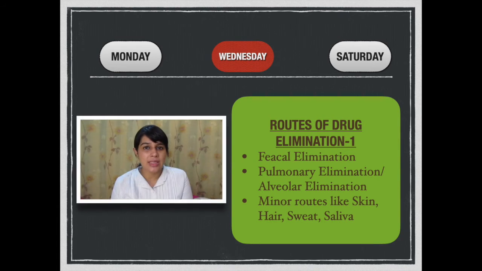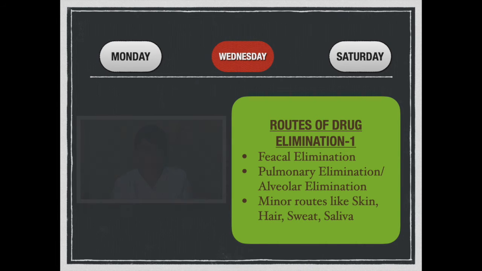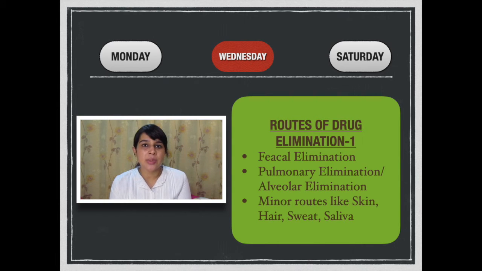Let's move on to the next day's episode, that is Wednesday. On Wednesday, we started with the actual routes of drug elimination apart from the biliary route that we covered in the first episode. The first one, the major route that we covered for the drug elimination was fecal route. If the drug fails to get absorbed in the gut, like neomycin, streptomycin, etc., they are excreted in the feces.